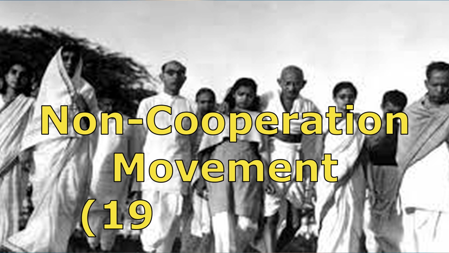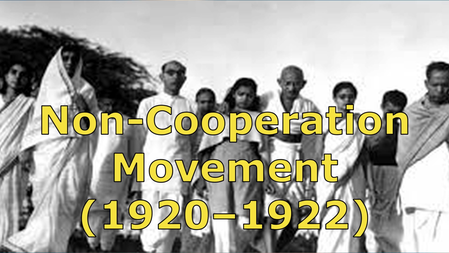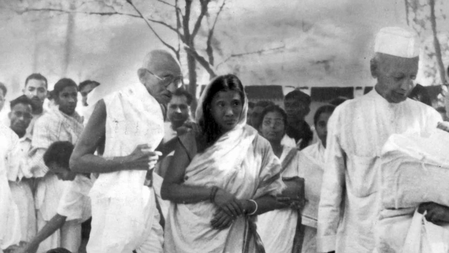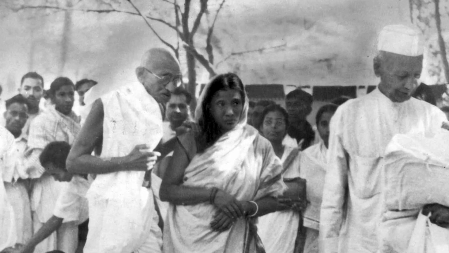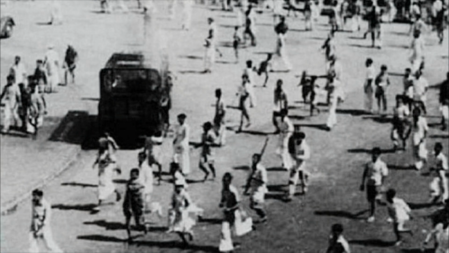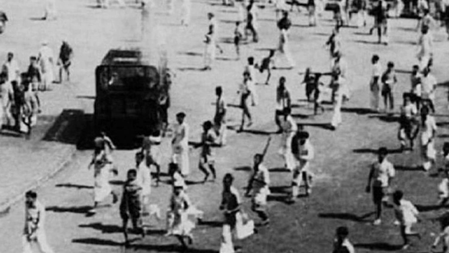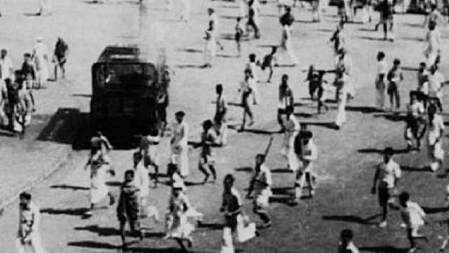In 1920, Mahatma Gandhi launched the non-cooperation movement, urging Indians to boycott British goods, institutions, and titles. The movement garnered widespread support but was called off by Gandhi after the violent Chauri Chaura incident in 1922, where protesters clashed with police, leading to deaths.